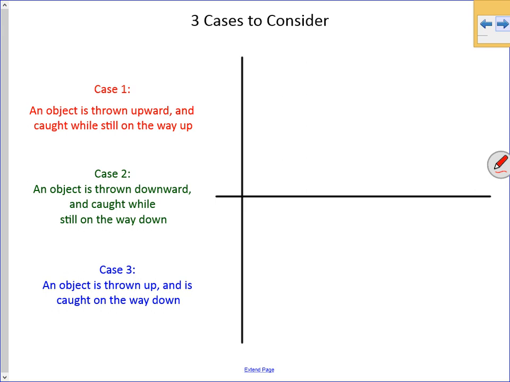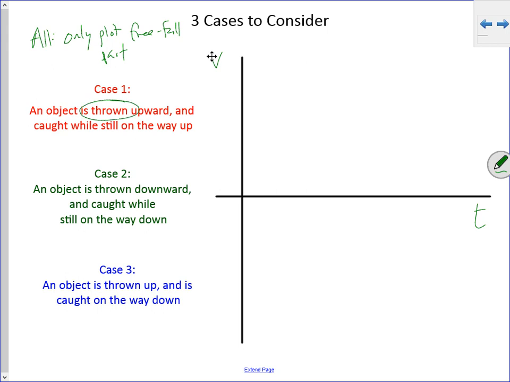So, here's what I'd like you to do for the next time I see you. I would like you to draw a velocity time graph for these three situations or cases. One, an object is thrown upward and caught while it's on the way up. Two, an object is thrown downward and caught on the way down. Three, an object is thrown up and caught on the way down. And what you have to do is, for all these, only plot the free fall part.